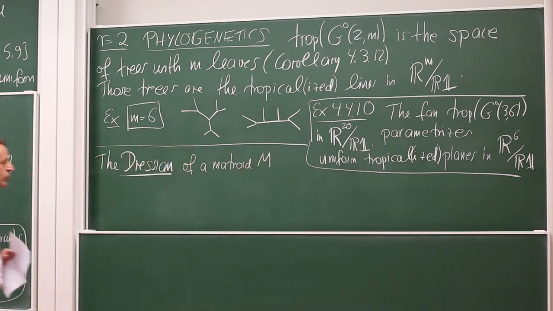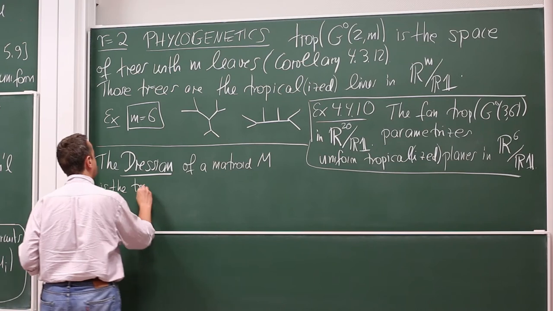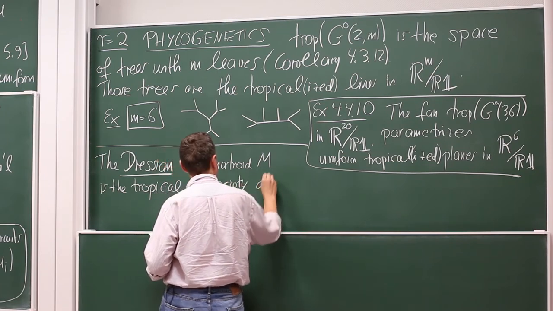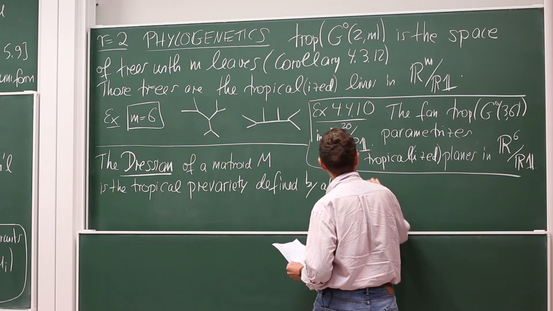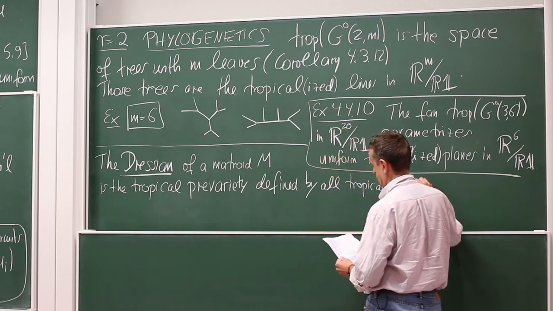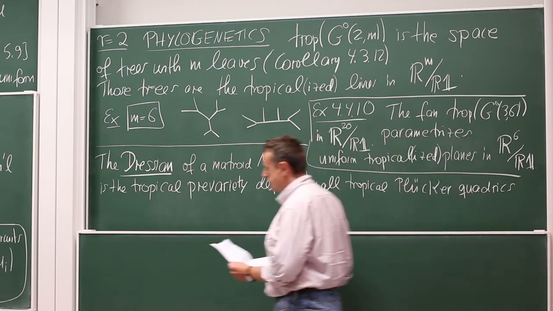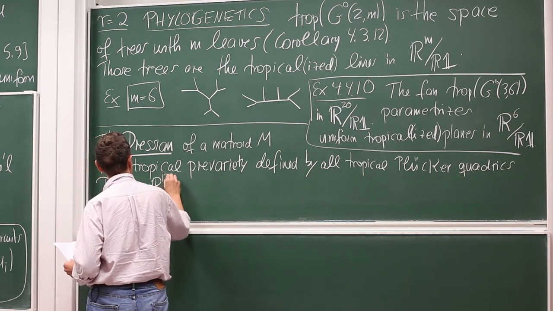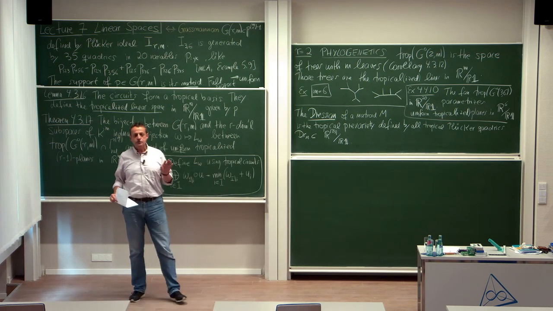Okay, so now M is a matroid of rank r on the m element ground set 1, 2, up to m. And this, by definition, is the tropical pre-variety defined by all tropicalized Plücker quadrics. So this Dressian, we're going to denote by Dr sub M, and it lives in R to the cardinality of B, mod the all-one vector. So B is the support, so B is the set of bases.